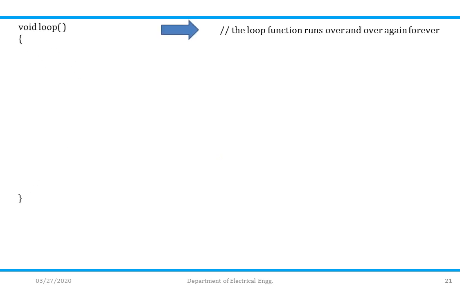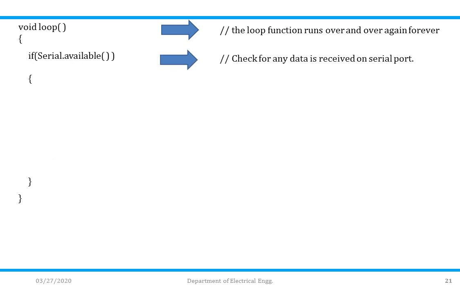Now in void loop, what is the meaning of void loop? The loop function runs over and over again forever for a continuous period of time. Now I want to check the condition whether the data is received on the serial port or not. So I want to check whether it is available or not. It can be checked by the function Serial.available. If the answer for this is yes, then what do I want to do? I want to read that data which is available by using the Serial.read function, and whatever data is there, I want to store in a variable. The name of the variable is inByte, and it is of integer data type.